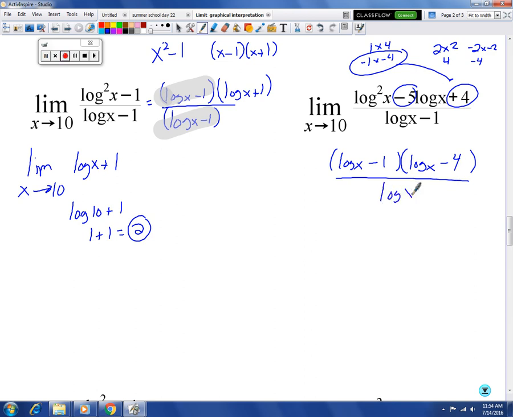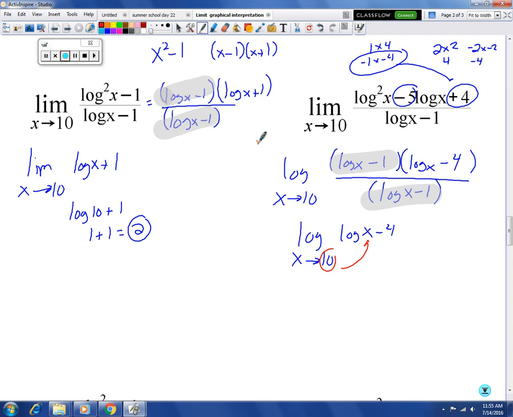We have a log of x minus 1 in the denominator, so we're going to cancel out the log of x minus 1. We're going to rewrite the limit as x approaches 10 of log of x minus 4. All right, we substitute our 10.